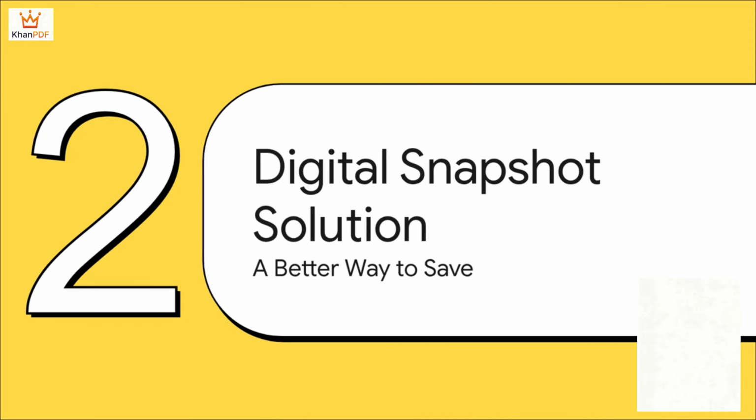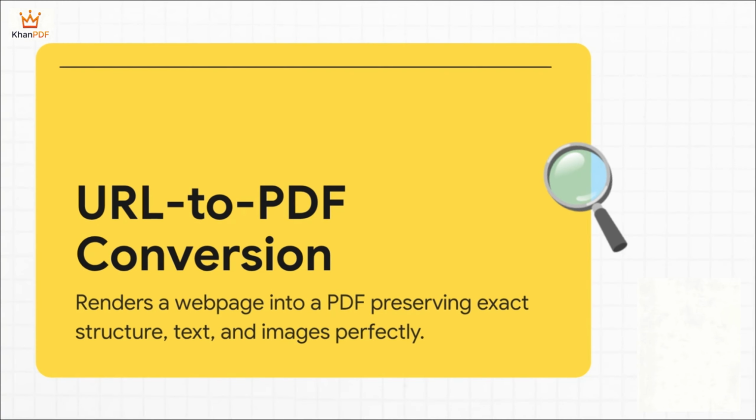Which brings us to our next point, Section 2, the digital snapshot solution. I want you to think of URL to PDF conversion as taking a perfect high-resolution digital photo snapshot of a web page. Instead of trying to strip the text out and awkwardly reformat it for a piece of paper, a dedicated tool renders the web page in the background exactly as a browser would, and then just freezes it in place. Your original content and formatting remain completely intact.